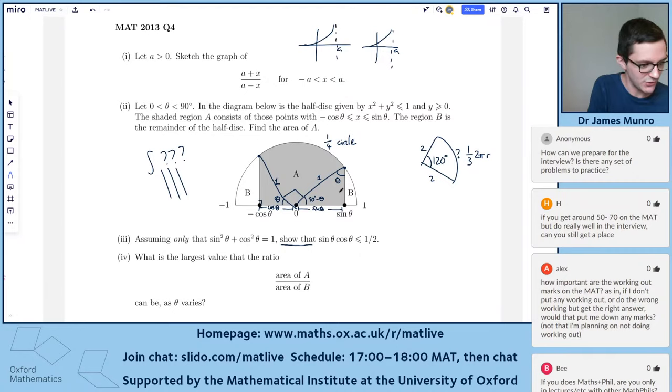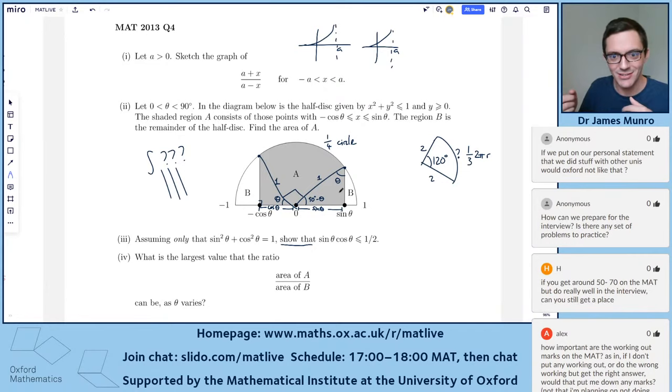Can you put stuff on your personal statement that you did with other unis? Oh, it's the opposite of the previous question. Do other unis like unique? Do we like other stuff? Yeah, tell us about other stuff. That's fine. You don't have to do stuff with Oxford. Do stuff with other people as well. Cool, right, good. They're doing loads of fun things too.